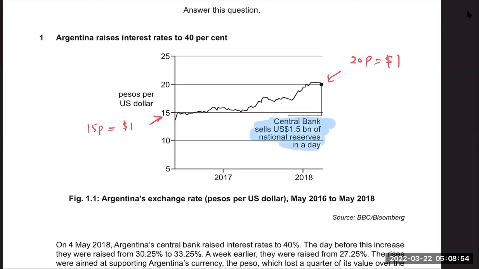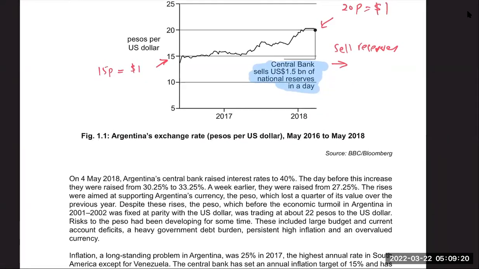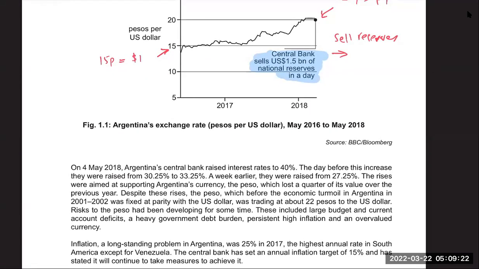And also look at this, guys, they're saying the central bank sells $1.5 billion. When you sell reserves, what happens? When we sell reserves, you are basically getting pesos in the market, right? Because you're selling reserves. So there has to be something done because right now it seems like the peso is becoming weaker. Maybe the government might do something about it. So let's look at what they do.